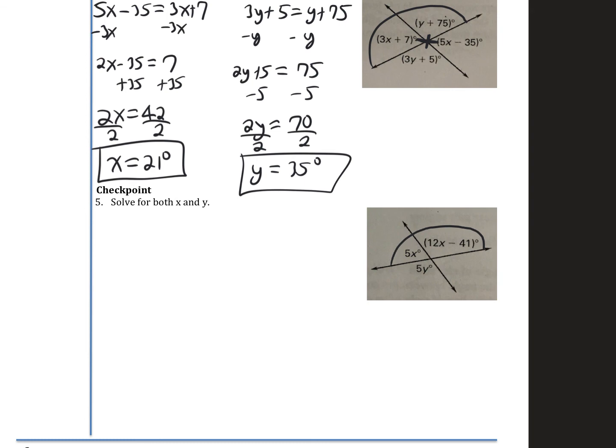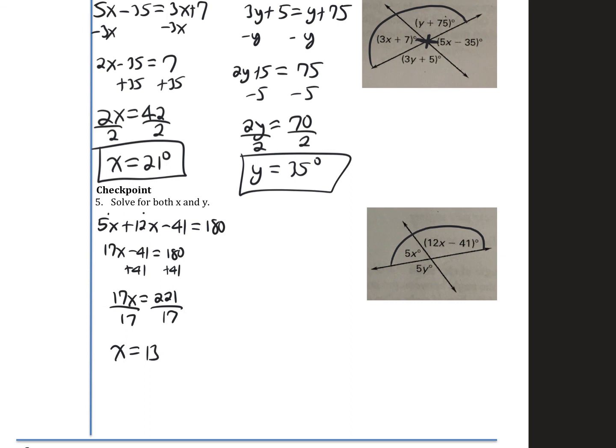What kind of angles are those? Are those linear pairs or vertical angles? They're a linear pair, so we're going to add them up to 180. So 5x plus 12x minus 41 equals 180. What are the like terms here? 5x and 12x is going to be 17x, minus 41 equals 180. Add 41. 17x equals 180 plus 41, which is 221. Divide by 17. x equals 13 degrees.